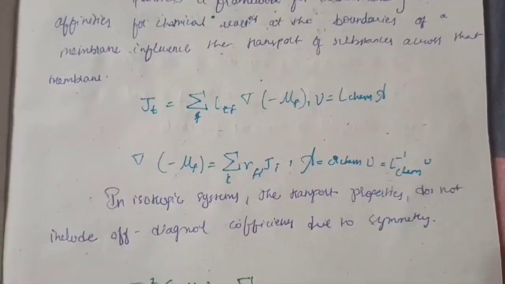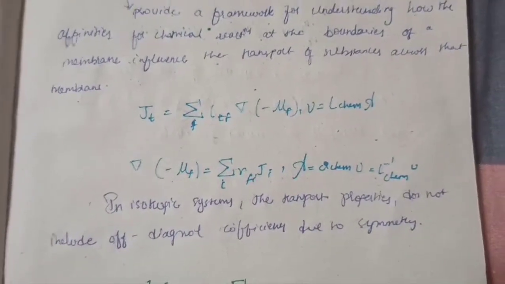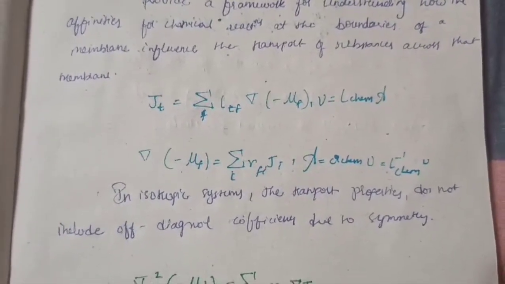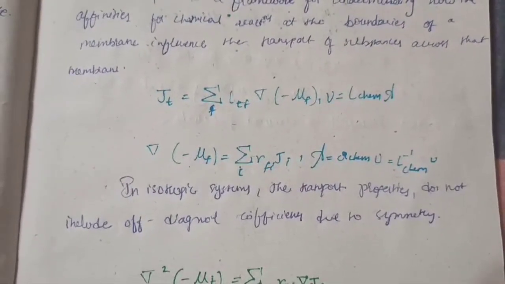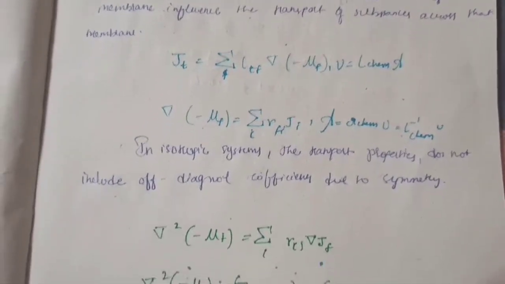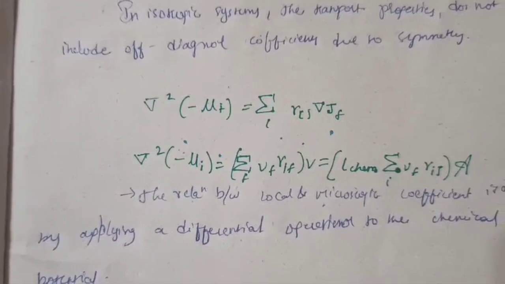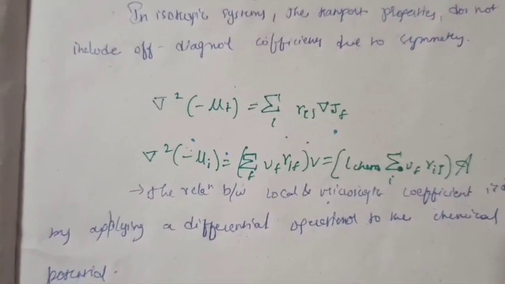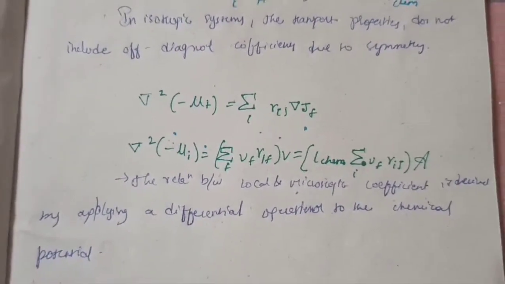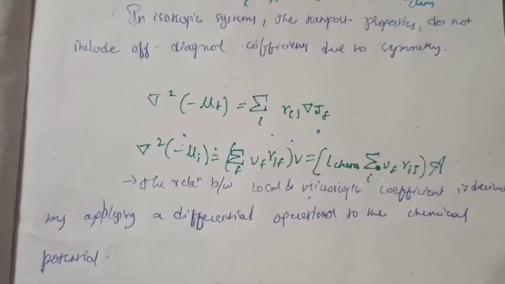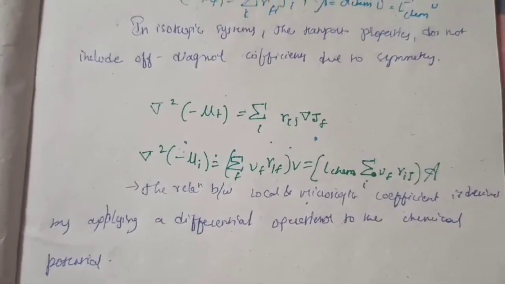And this equation tells about an isotropic system. The transport properties do not include off-diagonal coefficients due to symmetry. The next equation tells about the relation between the local and macroscopic coefficients, obtained by applying a differential operation to the chemical potential.